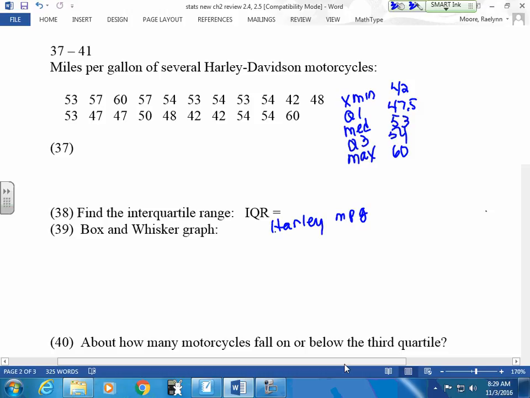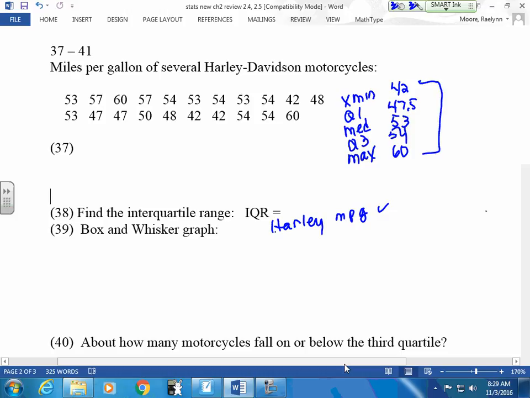Alright. Let's do the box and whisker graph first, and then we'll do the interquartile range. So I have a title. These are Harley miles per gallon of motorcycles. We'll just call it Harley miles per gallon. I need to go from here to here.